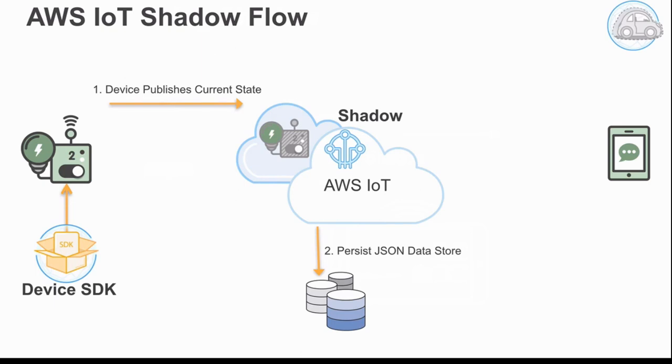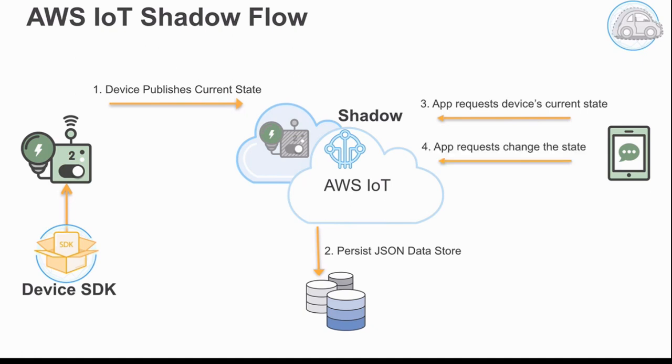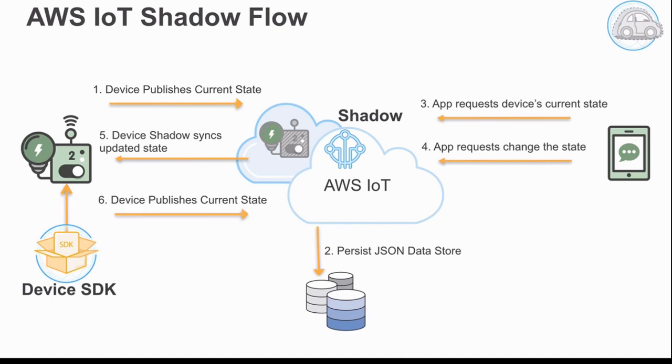From your application, that state is then persisted in that JSON data store that I talked about, and your applications can request that device state. When they request it, they receive it back from the JSON data store, not from the device directly. They can also request state changes. Those in turn are stored in that JSON device store. And the next time the device SDK calls the sync shadow method, they'll receive the updated shadow state. They'll then publish back their current state. That'll then go back into that JSON store, and that will go out to confirm the state change.